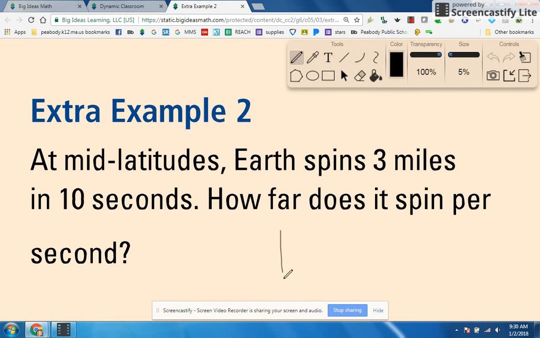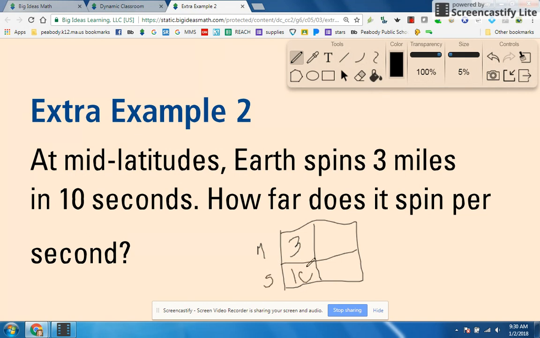So I'm going to do the 4 square method. This method works for ratios as well as rates. So I'm going to cut it into 4 squares, label what we have. All right, so let's see. 3 miles in 10 seconds. So I'm going to put an M for miles. We'll put a 3, put an S for seconds, put a 10.